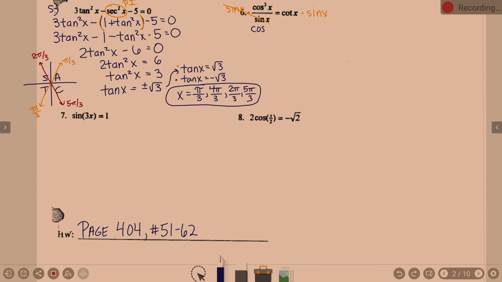And then we end up with cosine cubed x equals cotangent x times sine x. But what did Sophie already suggest? Changing cotangent to cosine over sine. So now I have cosine cubed x equals cosine x over sine x times sine x. Oh, now what just happened?